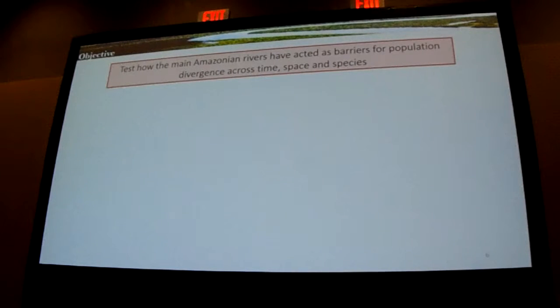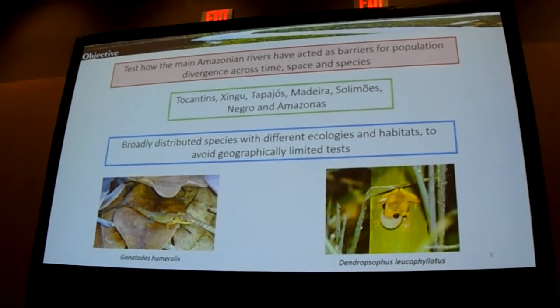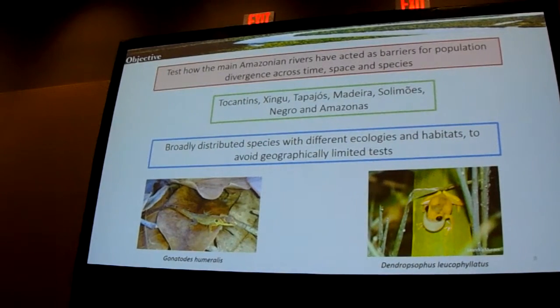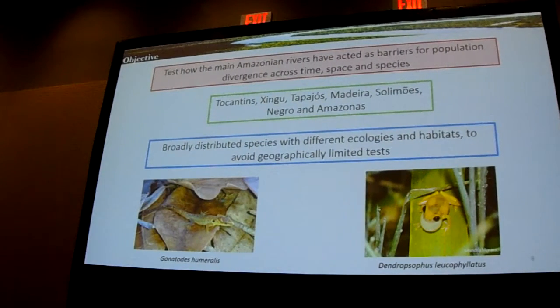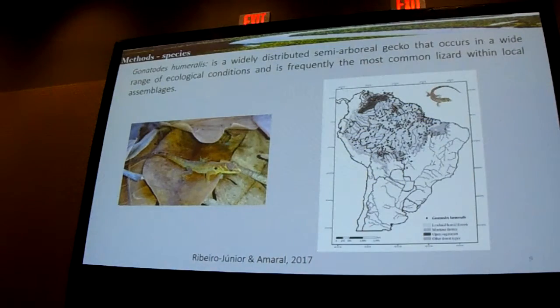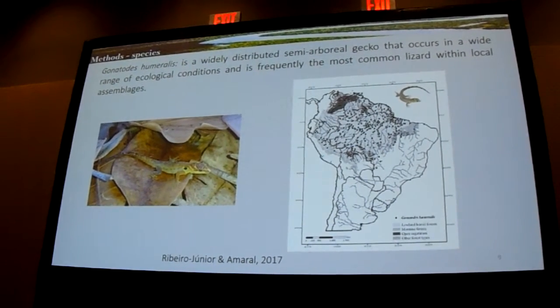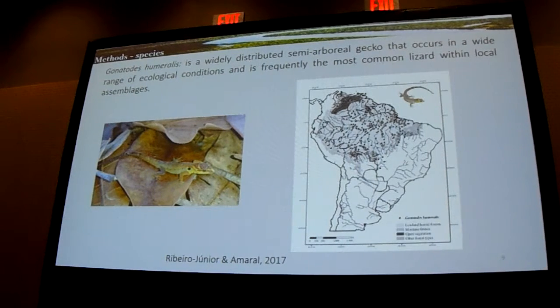time, space, and species. We tested seven different rivers, the main Amazon rivers, which are Tocantins, Xingu, Tapajós, Madeira, Solimões, Negro, and Amazonas. We tested two broadly distributed species with different ecologies and habitats to avoid geographically limited tests. The first species is Gonatodes humeralis. It's a small lizard widespread in the Amazon, found in different habitats. You can find it close to the roots of trees and also close to small communities.